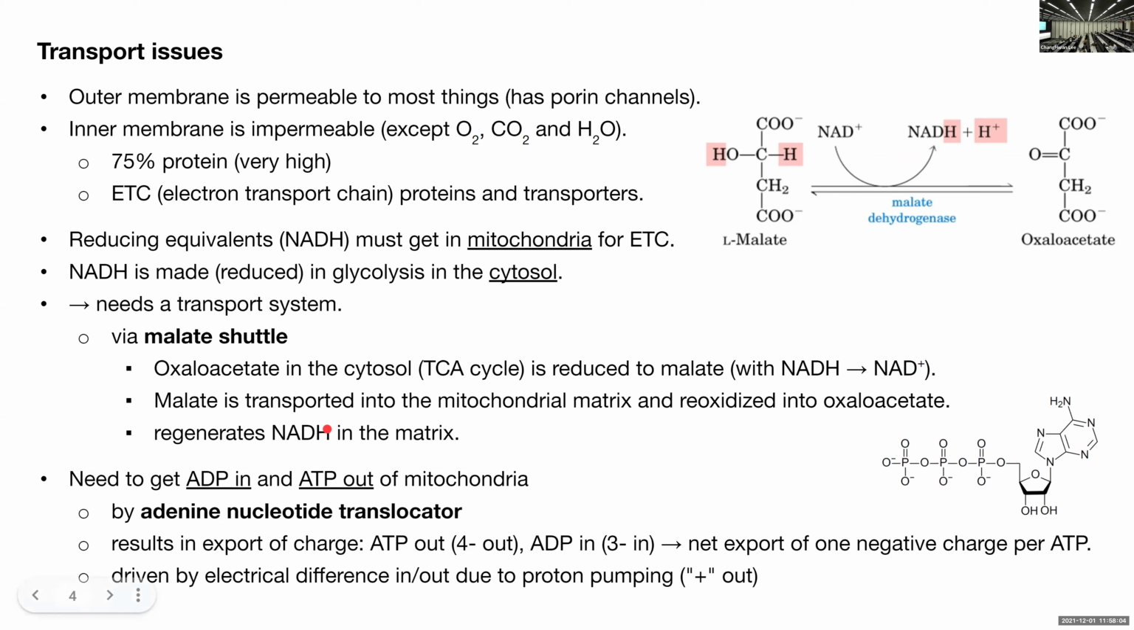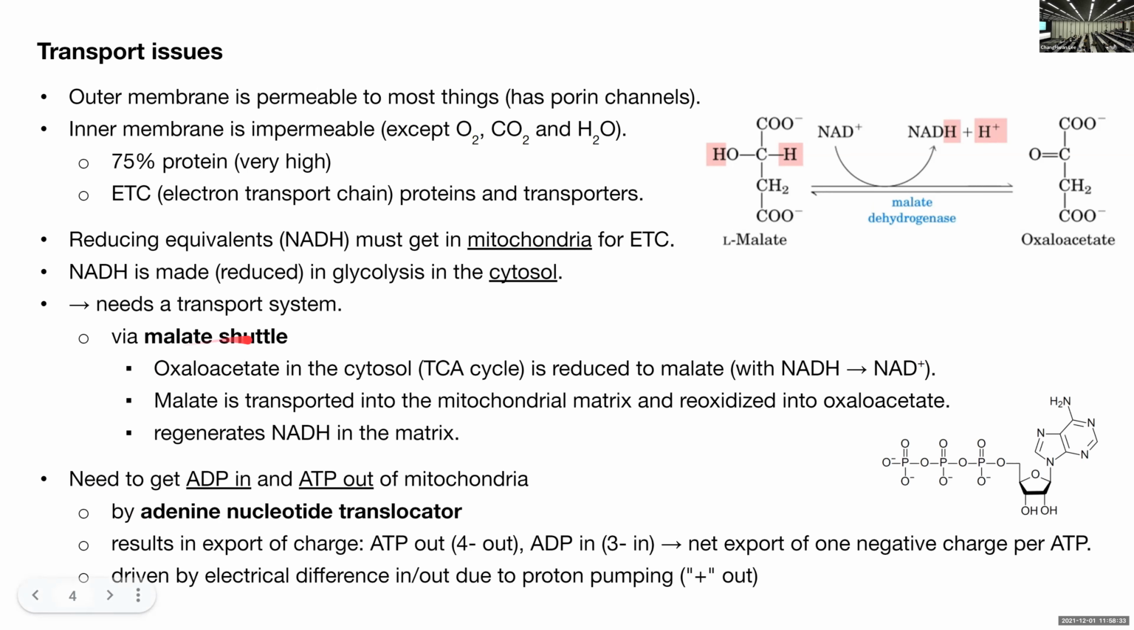So it's not about transporting the NADH molecule itself across the inner membrane, but it's about transporting the malate to change the oxidation reduction status of NAD plus or NADH, which already exists inside the matrix or outside in the cytoplasm.